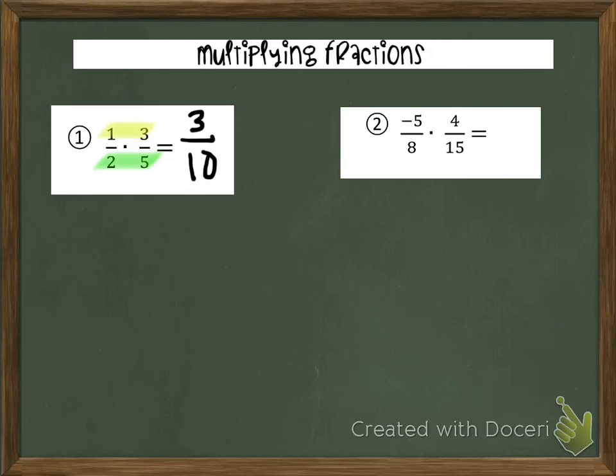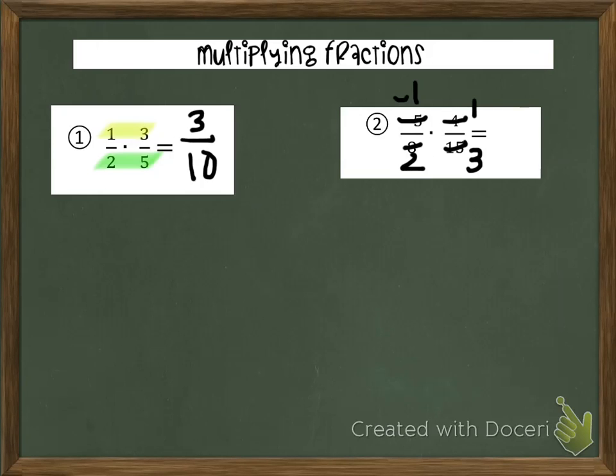In problem number 2, we have some simplifying we can do before we get to multiplying. Both the 4 and the 8 are divisible by 4. So in the numerator, we're going to simplify to 1, and in the denominator, 2. Now, I want to point out here that as long as you have one number in the numerator and one in the denominator, you can simplify them even if they're not part of the same fraction. So that goes for the -5 and the 15 as well. Both are divisible by 5.